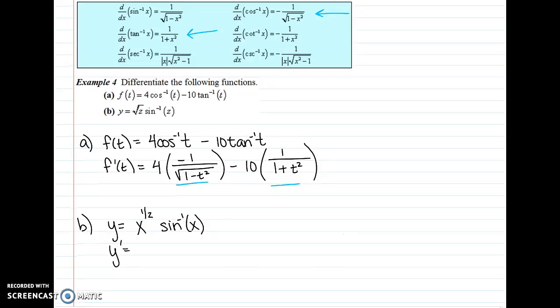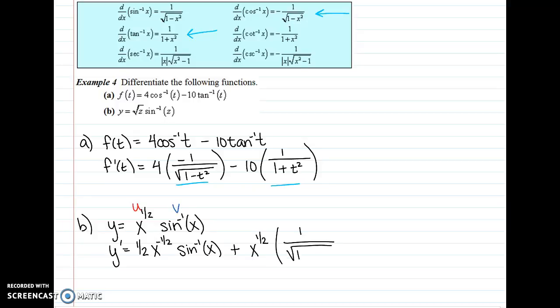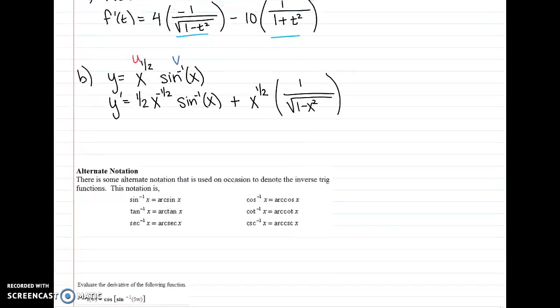So we have to use a product rule. We've got a u and a v. That's right, Davis, I changed colors. The derivative of x to the 1/2 is 1/2 x to the negative 1/2. Keep the inverse sine, plus keep the x to the 1/2. The derivative of inverse sine is 1 over the square root of 1 minus x squared. You don't have to simplify. You can leave it just like that. No problem, right? Nothing new, nothing scary.